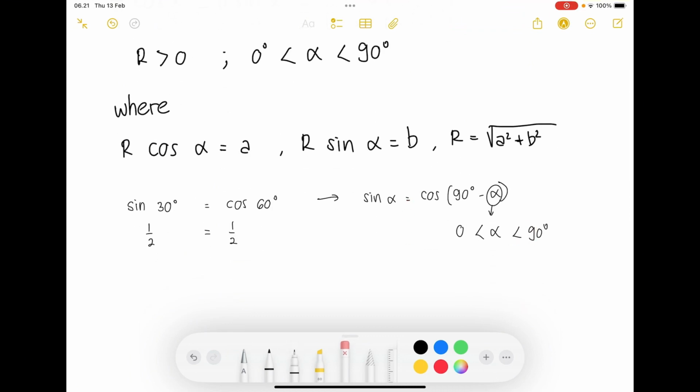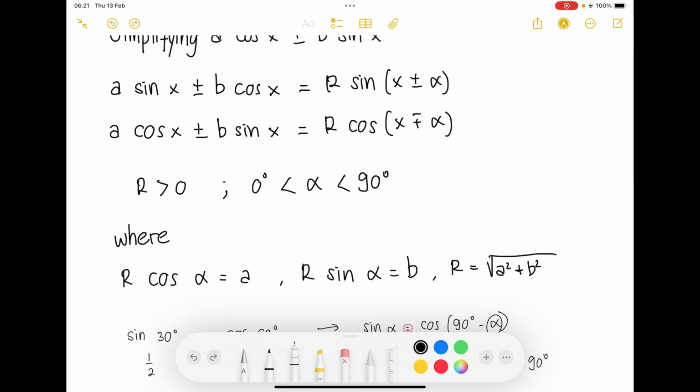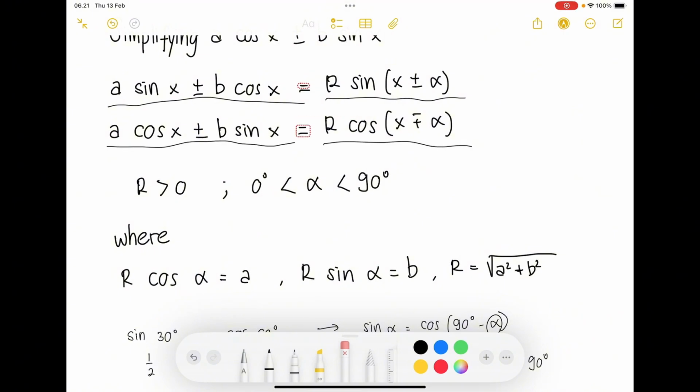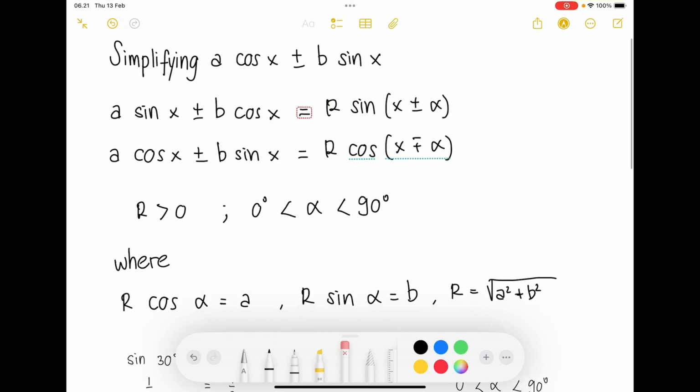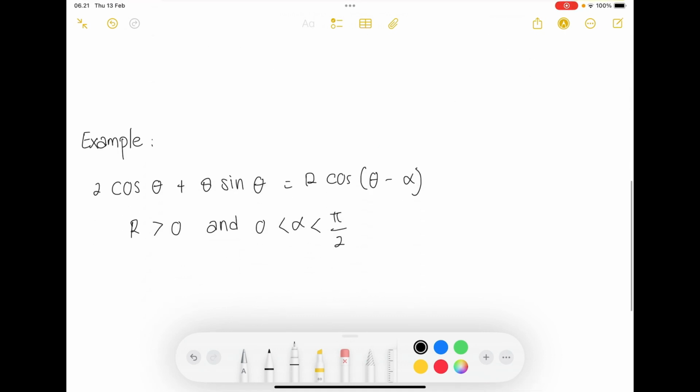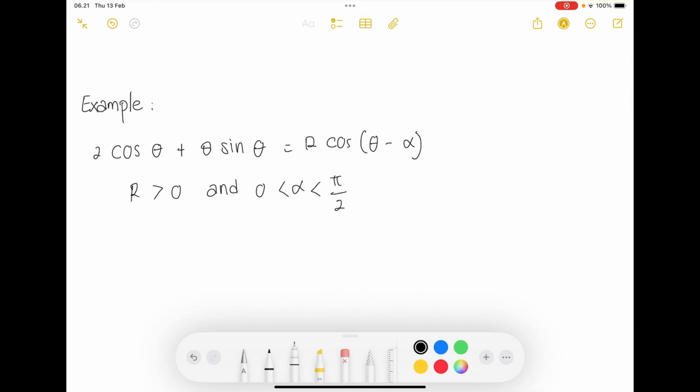So yes, you can change this form into this form, or you can change this form into r cos x plus minus alpha. Okay, what is the method and how to change that form? Let's see an example here. For example, we have 2 cosine theta plus 8 sine theta equal r cosine theta minus alpha. Actually, this question, I got it from the question that I gave you earlier. What is it? Yeah, the practice one. The number 4, if I am not mistaken.